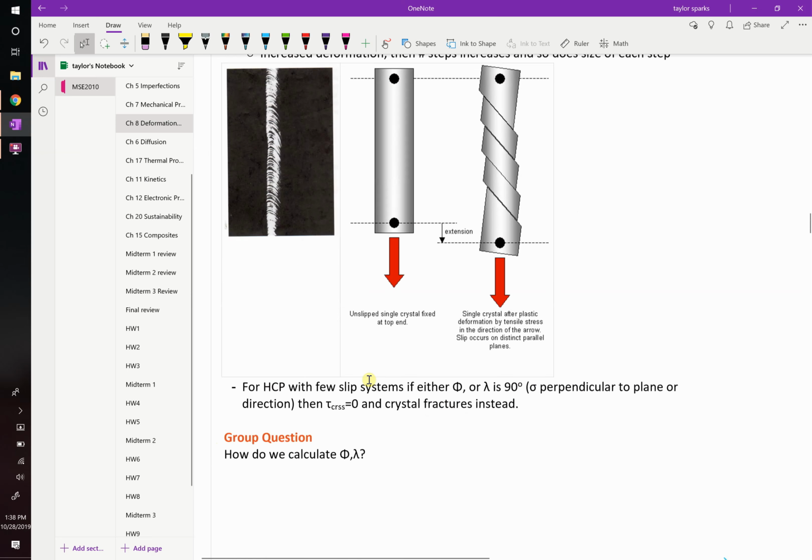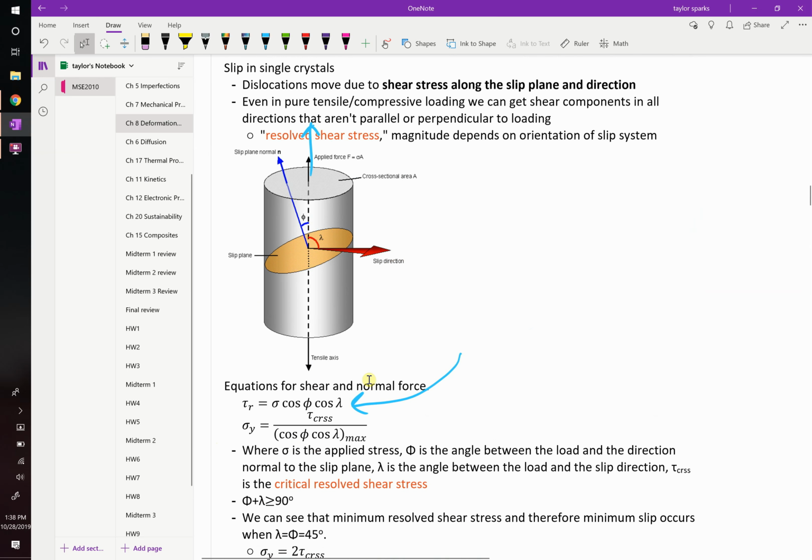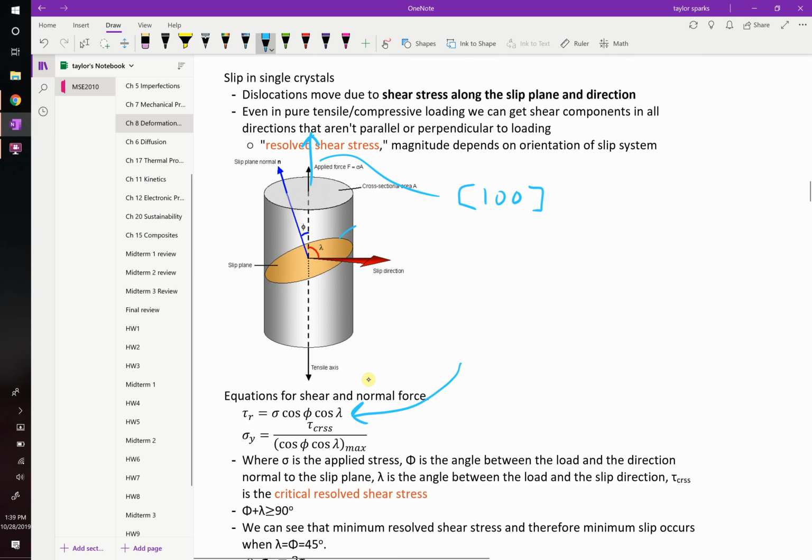In other words, if we know that we're pulling along, let's say, the 1, 0, 0 direction, and we know that this is the 1, 1, 1 plane, the normal to that will be 1, 1, 1. And then there's some direction along there, let's say the 0, 1 bar, 1 direction. We can do a series of dot products to figure out what the angles are between those.